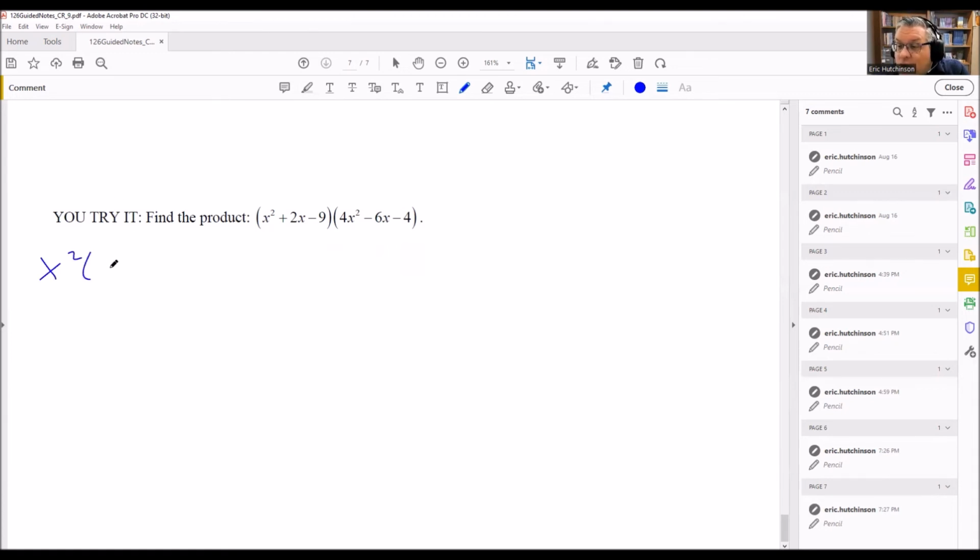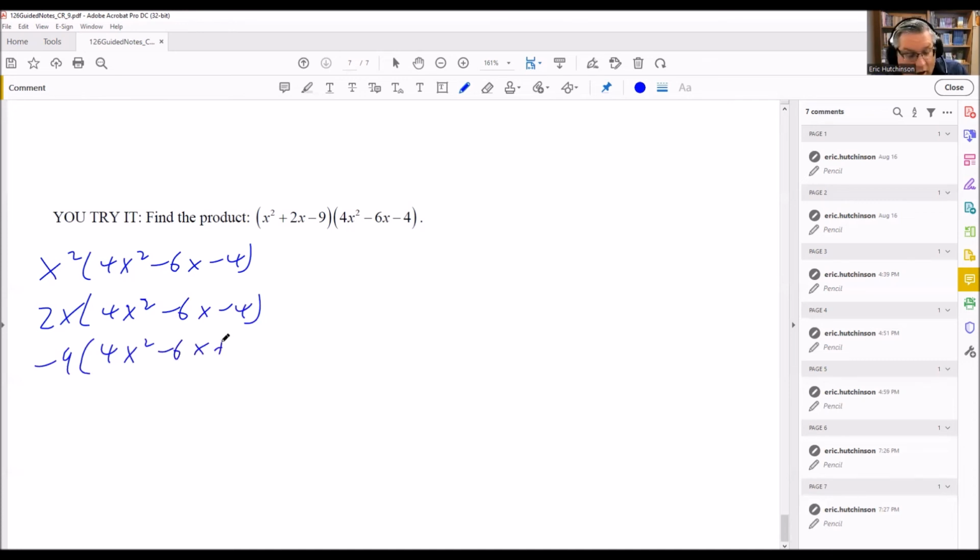So I have x squared times all the stuff inside the parentheses. So I have that. And then I have a 2x times all this inside the parentheses. So I'll write all this out here. And then I got a negative 9 times everything inside the parentheses. So what I'm going to do is I'm going to multiply all this together. And then I'm going to add all the terms once I get done. I'll have 9 different things that I'll be combining together. X squared times all this.